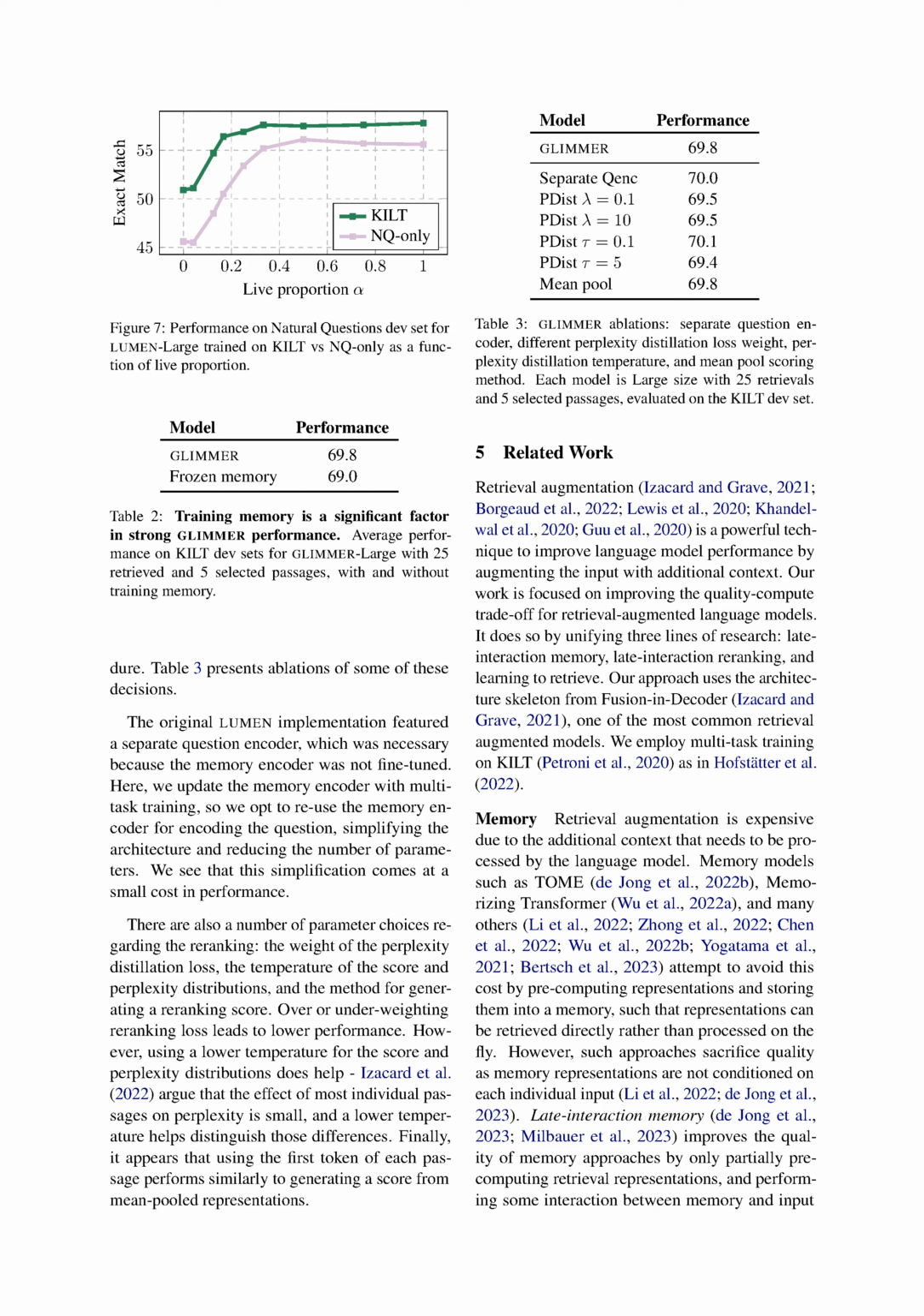A crucial part of our work is the incorporation of memory. Retrieval augmentation tends to require more resources due to the extra context that the language model must process. Memory models, such as Tome and Memorizing Transformer among others, seek to lessen this resource strain. They do this by preparing and storing representations in a memory bank in advance, allowing the model to directly retrieve these instead of creating them in real time.